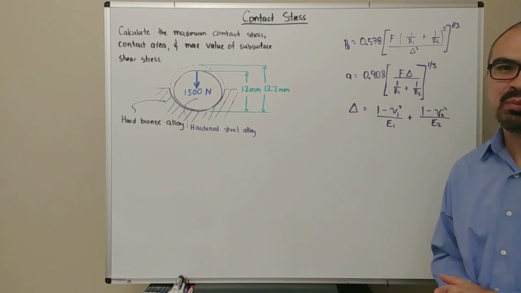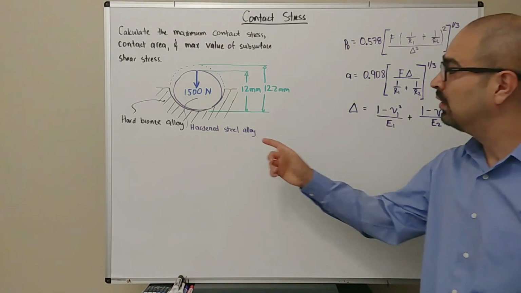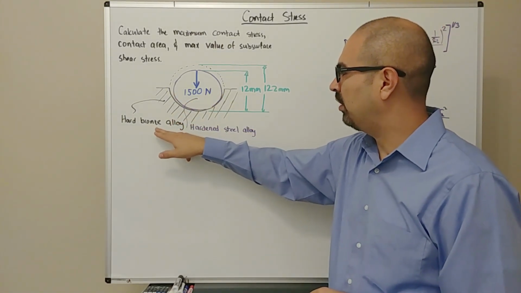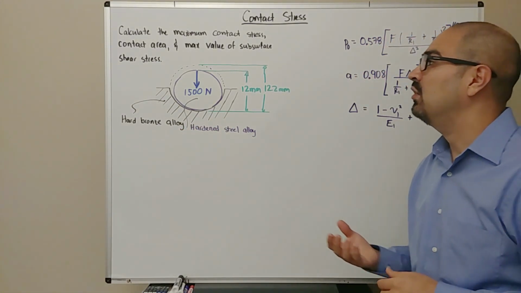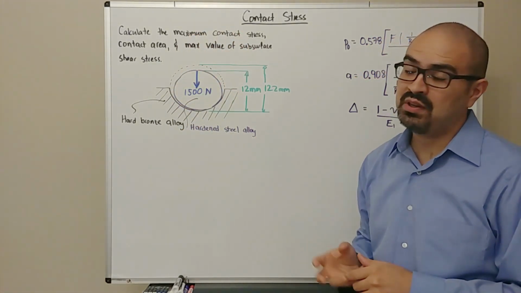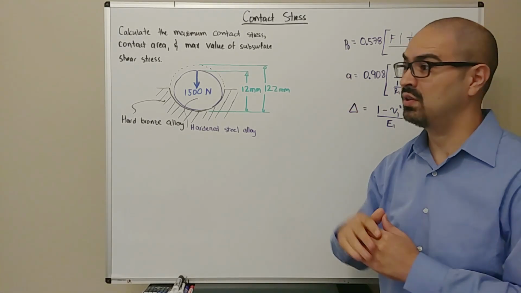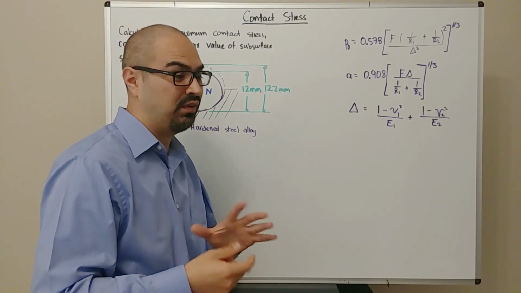Howdy. In this example, we're going to practice calculating contact stresses. As you can see in the figure, we have a hardened steel alloy ball that is seated on a hard bronze alloy seat. And what we're going to do today is calculate the maximum contact stress, the contact area, and the maximum value of the subsurface shear stress. To do that, we're going to rely on the Hertz contact stress equations.